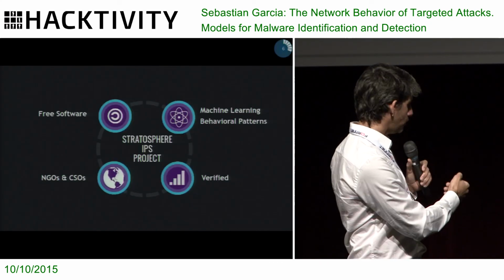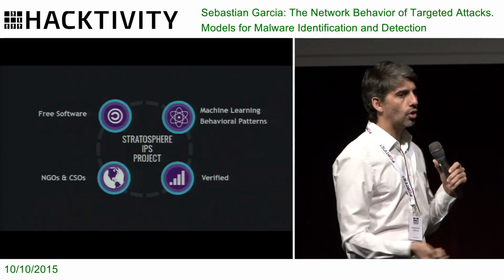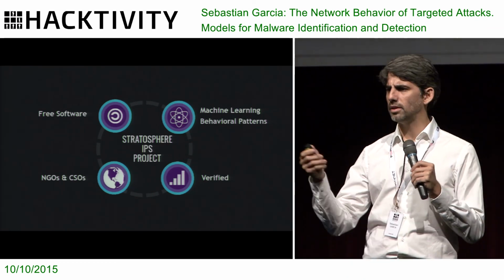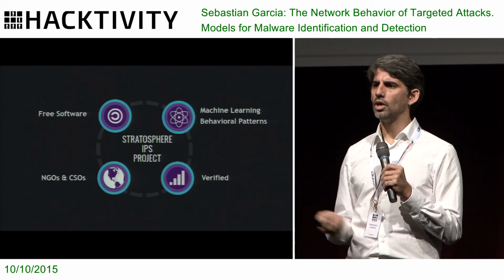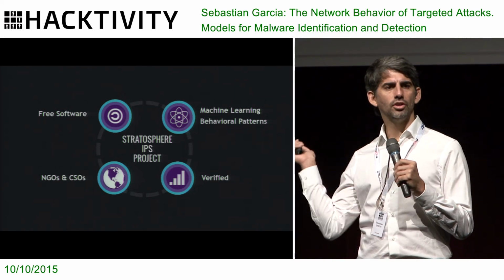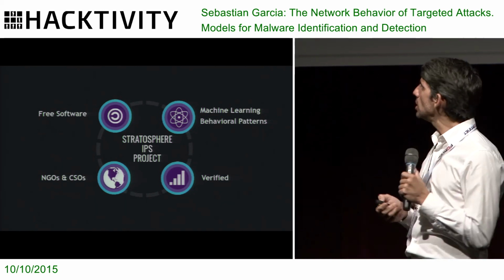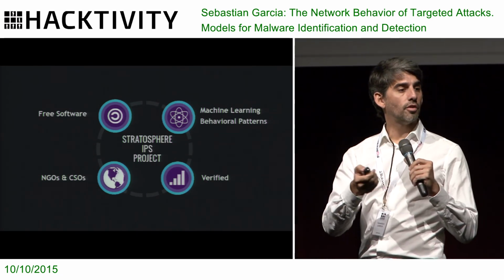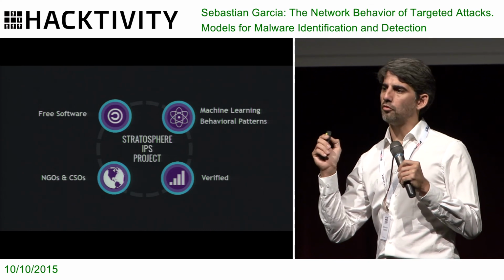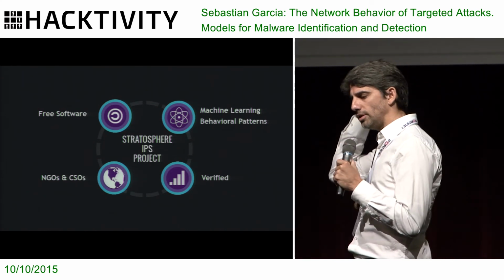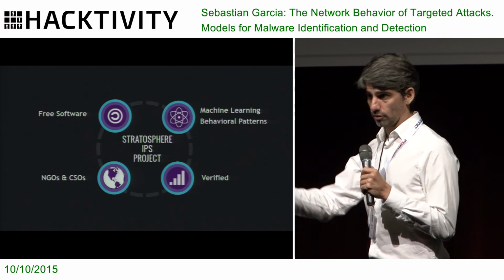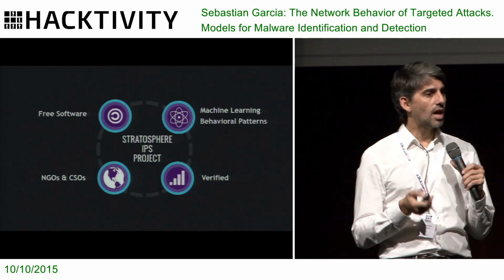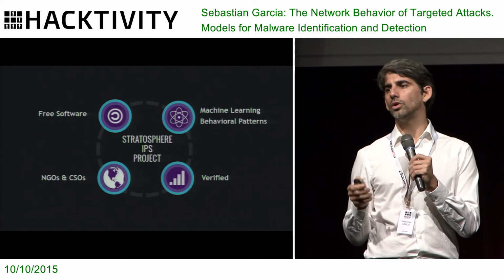So the Stratosphere IPS project is the core of the project in the university. I didn't say, but it's in the university in Czech Republic. So you can find it online. Everything is published. And these are the 4 pillars or main ideas of the project. The first one is free software. Why do we want free software here? It's not because we love free software. We love free software, but it's not because of that. It's because we know the community is able, and we want the community to verify what we are doing.